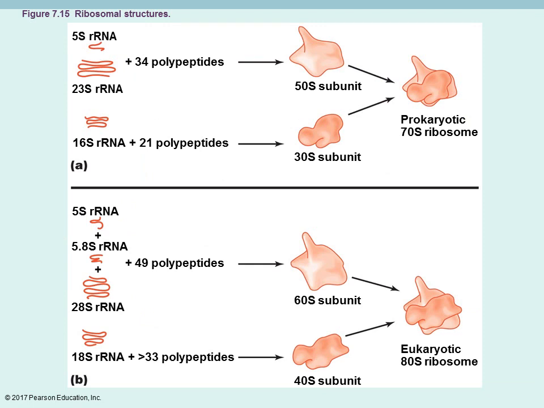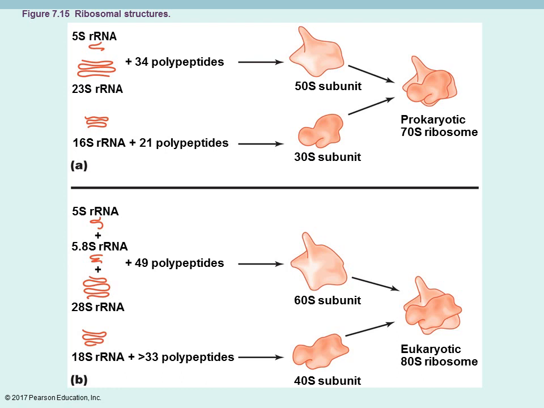The ribosomal structure is made up of two subunits. They're usually separated, and they will come together to form a larger unit for protein synthesis. When protein synthesis is complete, then the two subunits will dissociate again.